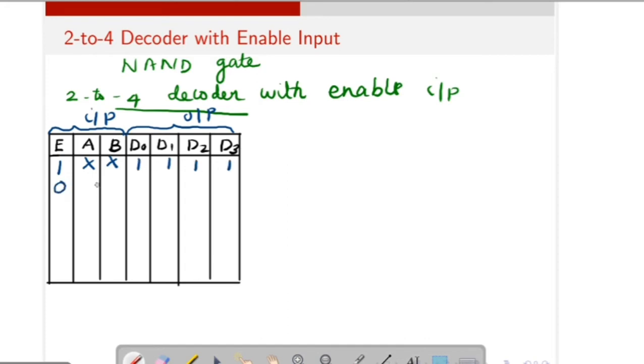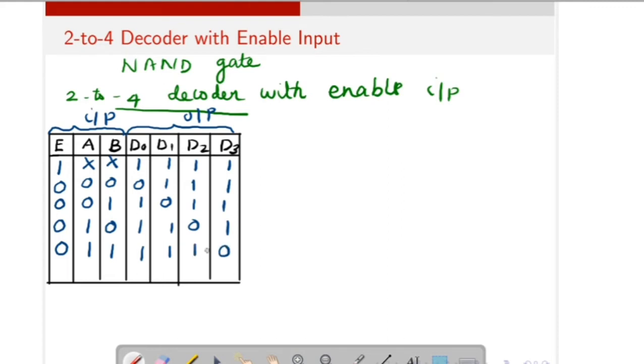When the enable input is equal to 0 and AB is equal to 0 0, then D0 is 0, all others are 1. When enable input is equal to 0 and AB is equal to 0 1, then D1 is equal to 0, all others are 1. When enable input is equal to 0 and AB is equal to 1 0, then D2 is 0 and all other outputs are 1. When enable input is equal to 0 and AB is equal to 1 1, then D3 is equal to 0. So this is the truth table for the 2 to 4 decoder with enable input.